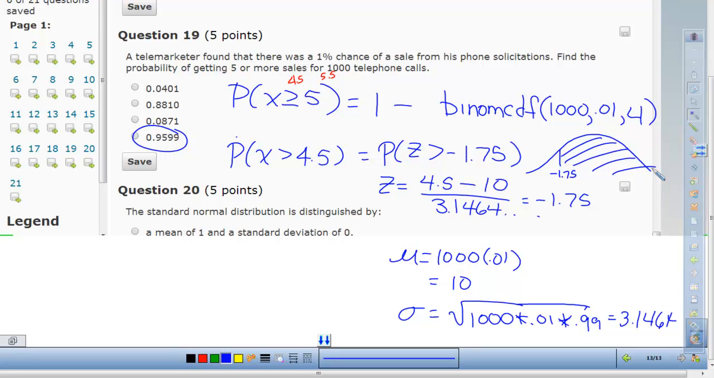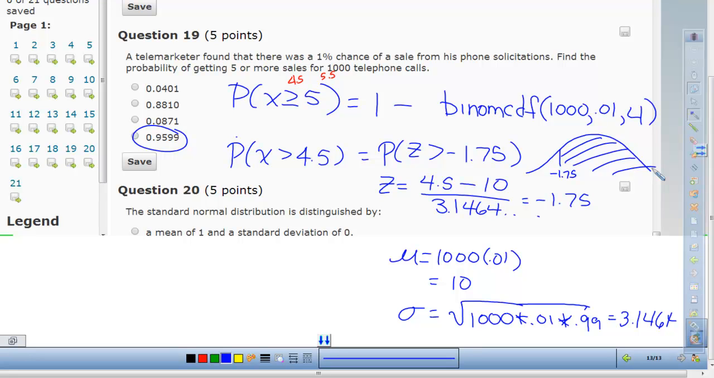I did normal CDF. We will not touch normal PDF. Don't touch it.